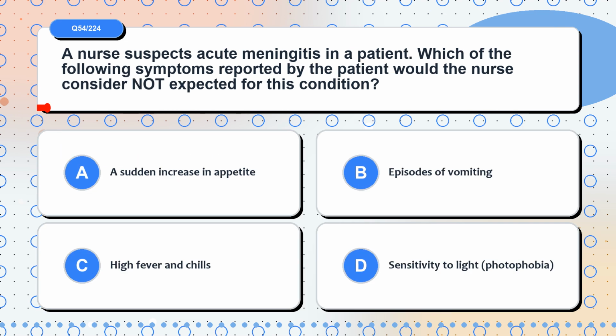Question 54. A nurse suspects acute meningitis in a patient. Which of the following symptoms reported by the patient would the nurse consider not expected for this condition? Here are the options. Option A, a sudden increase in appetite. Option B, episodes of vomiting. Option C, high fever and chills. Option D, sensitivity to light, photophobia.